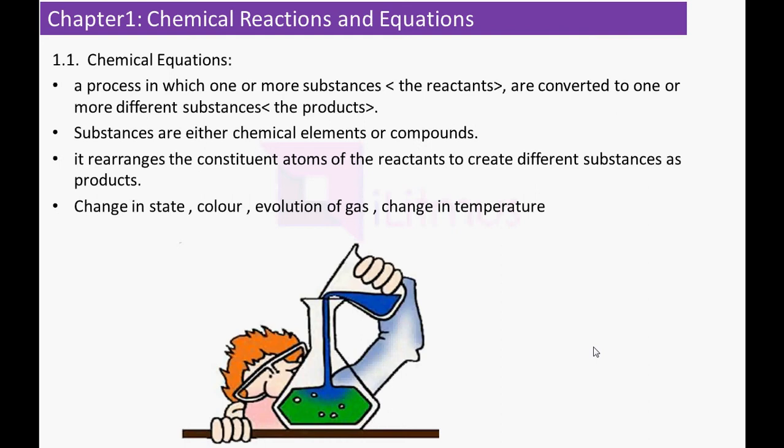So as a part of your chemical reaction, what happens? It can change state. Sometimes if you mix two different liquids, something will become a precipitate. Color can be changed. There can be some evolution of gases, maybe change in temperature also.